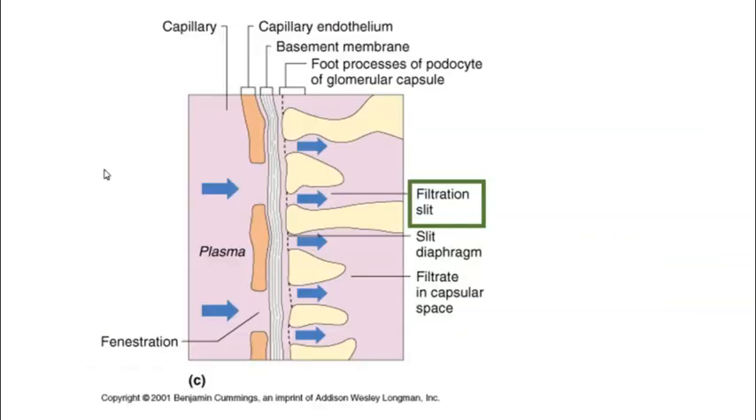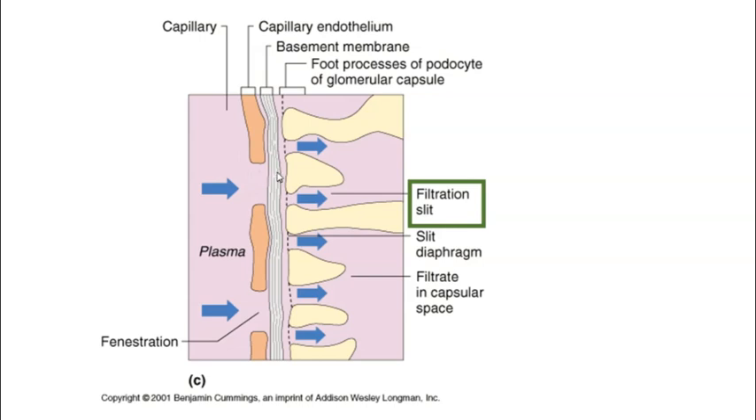We take a different view of what that looks like here. We see that there are these little slits called filtration slits that exist between the foot processes of those podocytes here. These blue arrows represent the direction of filtrate flow here. So this would be filtrate being squeezed by the pressure of the blood that's in the glomerular capillaries between the fenestrations here, that is between those pores in the glomerular capillaries.